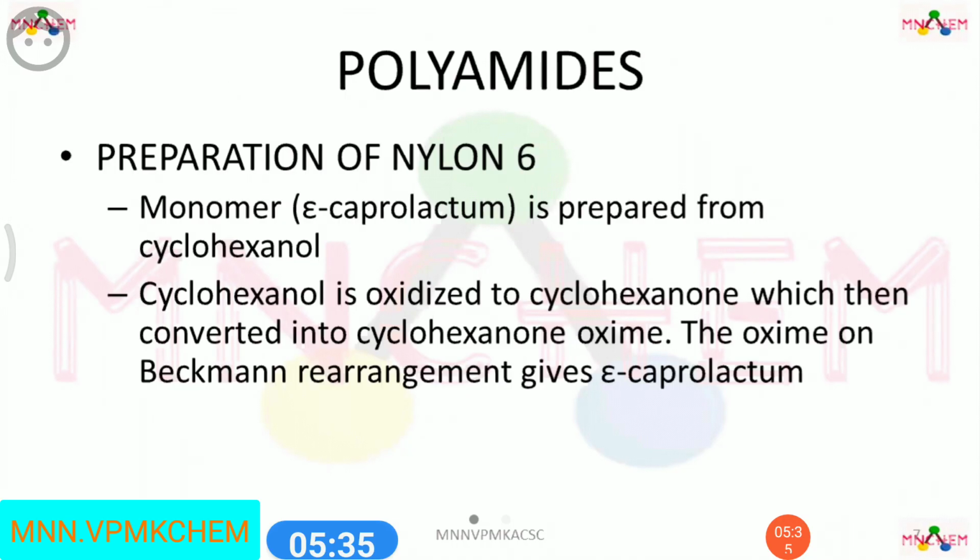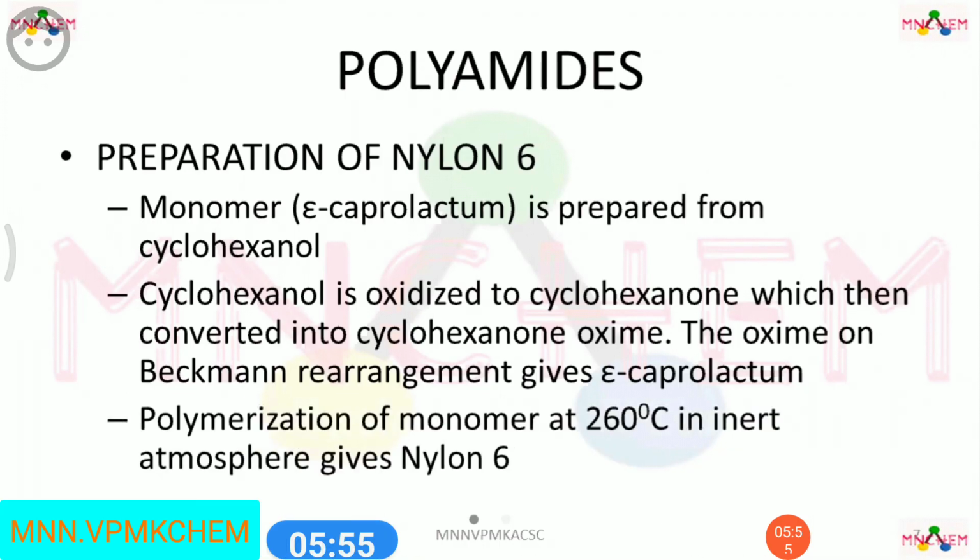We all know that oximes can be rearranged in a Beckmann rearrangement reaction to amides, and here the cyclohexanone oxime on Beckmann rearrangement gives the monomeric unit known as epsilon caprolactam. Then the polymerization of the monomeric unit takes place at 260 degrees Celsius in an inert atmosphere, which results in the formation of nylon 6.